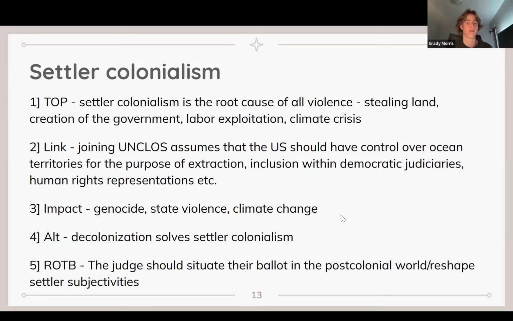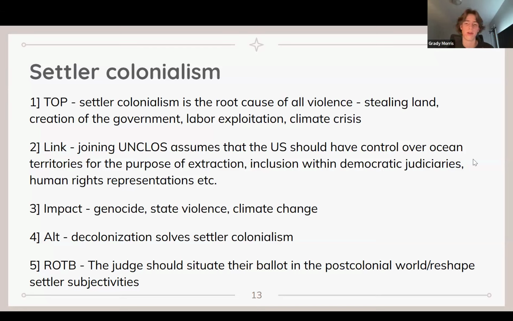Those are both examples of state violence that is caused from the habitation of indigenous land. Then climate change. The argument is that whenever settlers have to improve upon land or strive to gain the most amount of capital possible, that causes overaccumulation, which leads to climate change. The alternative is typically decolonization.